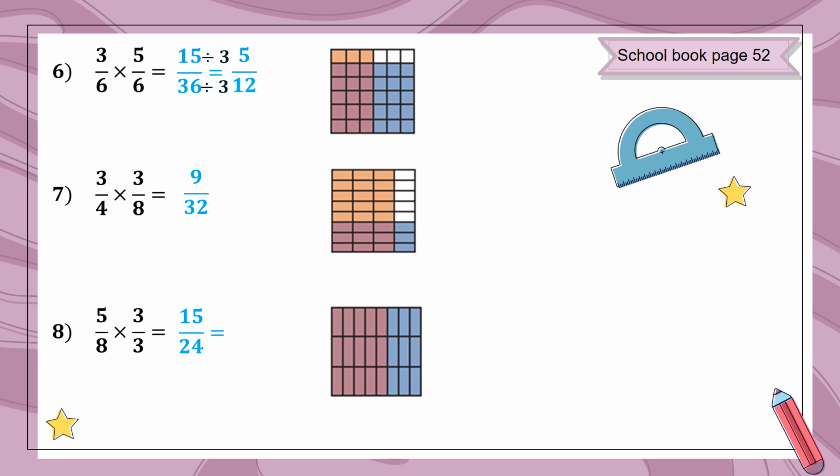Divide up and down by 3. 15 divided by 3 and 24 divided by 3. 15 divided by 3 equals 5 and 24 divided by 3 equals 8.